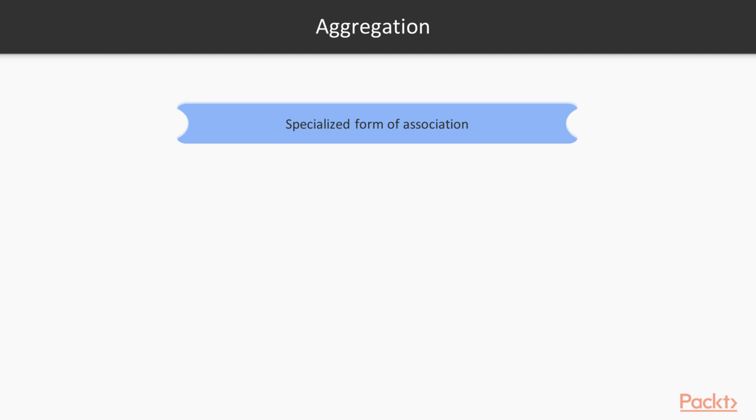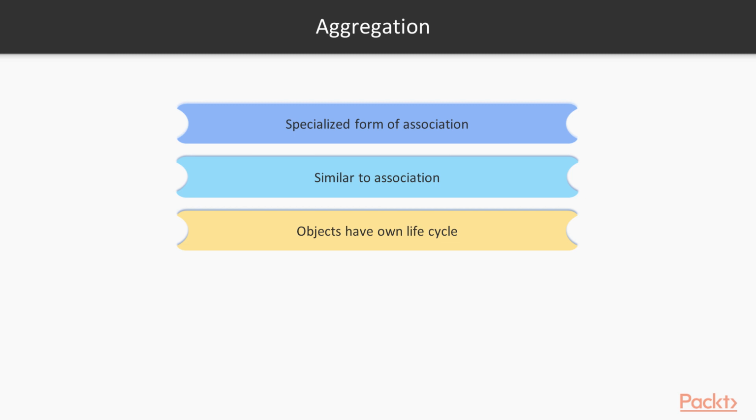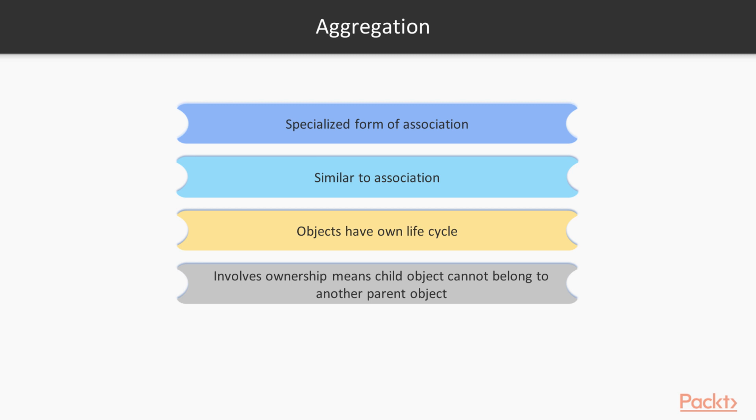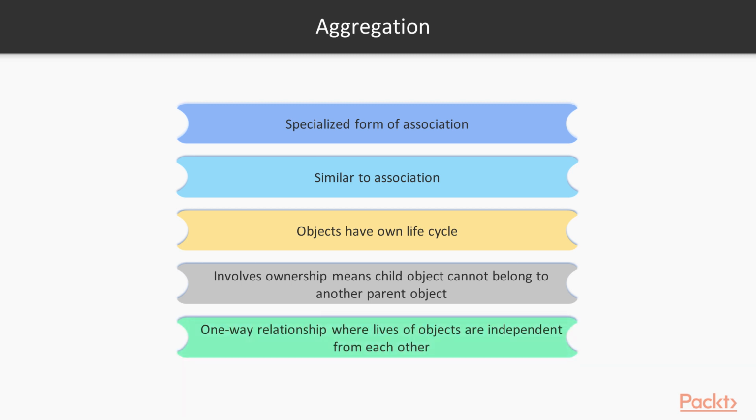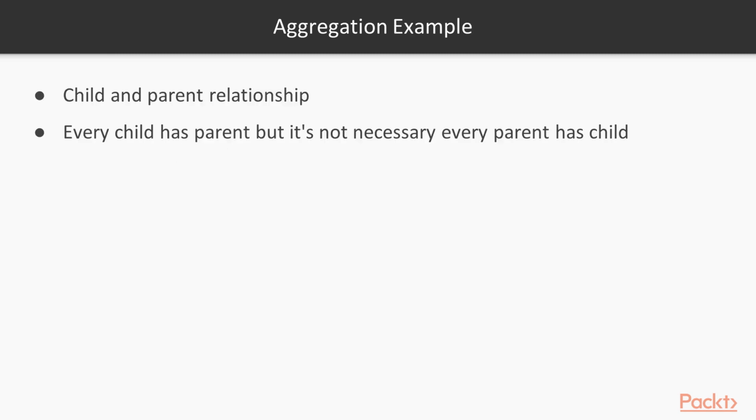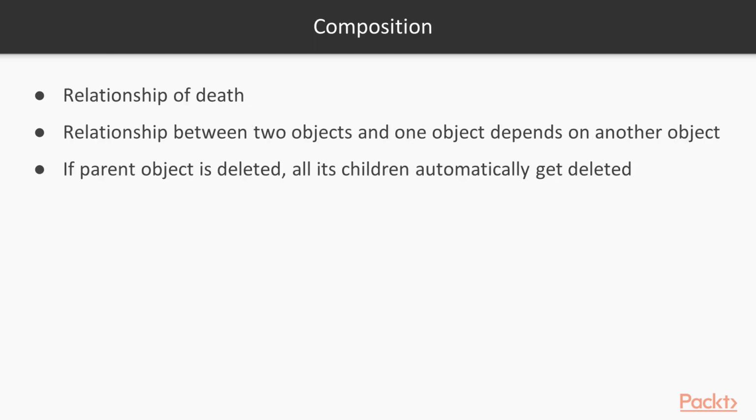Aggregation is a specialized form of association. Similar to association, objects have their own life cycle in aggregations, but it involves ownership. That means a child object cannot belong to another parent object. Aggregation is a one-way relationship where the lives of objects are independent from each other. For example, the child and parent relationship is an aggregation because every child has parent, but it's not necessary that every parent has child.